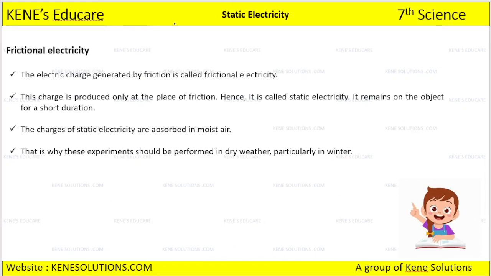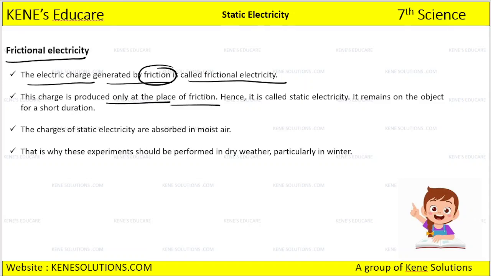Now let's talk about frictional electricity. Frictional electricity क्या है? The electric charge generated by friction is called frictional electricity. जो electric charge friction से produce होता है उसको हम बोलते हैं frictional electricity. And this charge is produced only at places of friction.